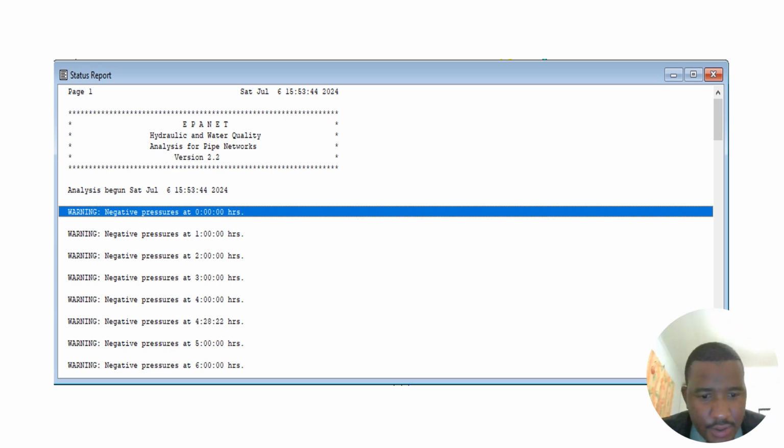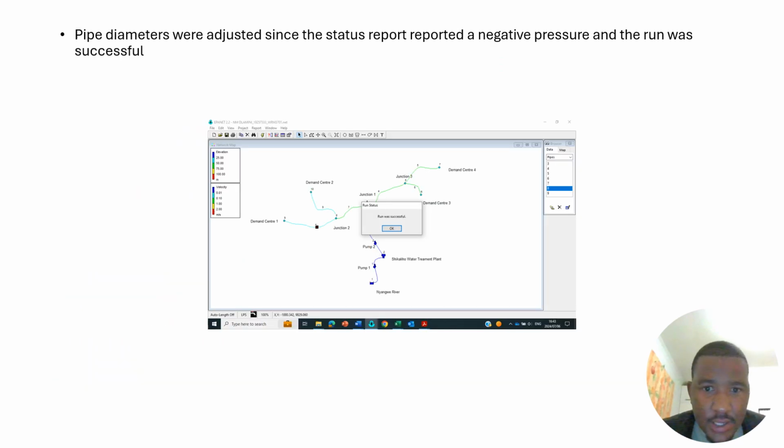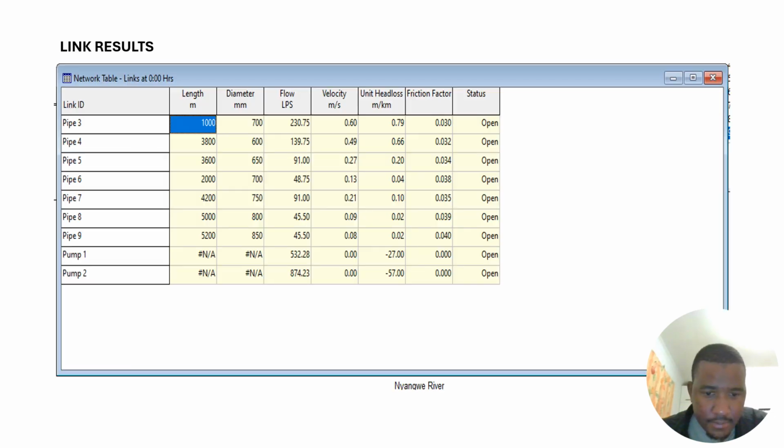If your pressure is negative, that means that the water won't run through your pipes. The design is wrong, so you have to do some alterations. And then I did my alterations. I adjusted my pipe diameters since the status was telling me the pressure is negative, and then I did my run, and my run was successful. As you can see there, I have a successful run.